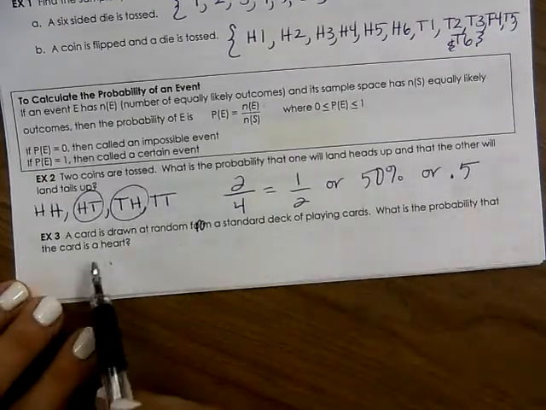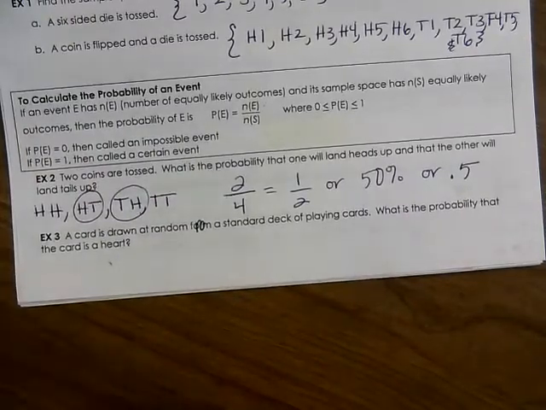Okay, so now what is the probability that the card is a heart? Well, first of all, what's in the sample space? How many cards total in the deck?